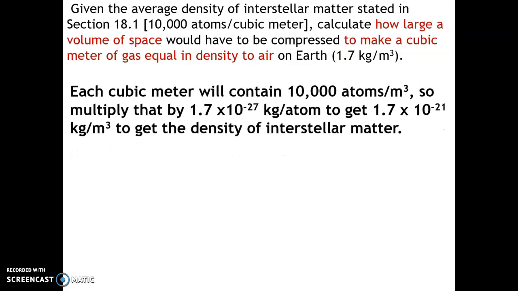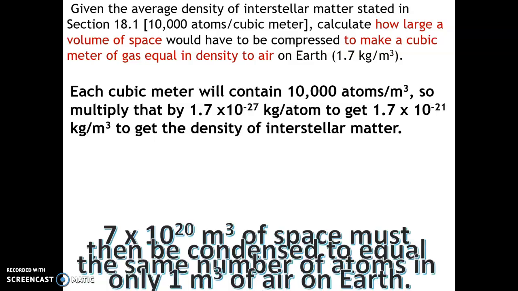So first of all, we found out a cubic meter contains 10,000 atoms per cubic meter, but we've got to multiply that by 1.7 times 10 to the minus 27th kilograms per atom. That means atoms don't weigh a lot. That gets 1.7 times 10 to the minus 21st kilograms per cubic meter to get the density of interstellar matter. So we got them on the same units there. The Earth is kilograms per cubic meter, space is atoms per cubic meter. So we've done the equation there.